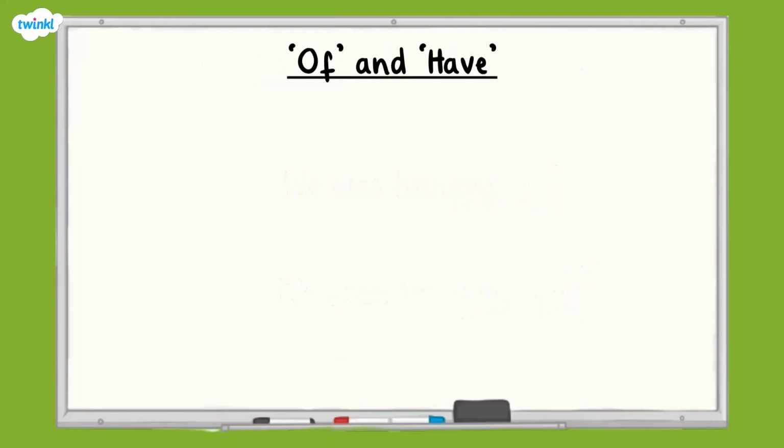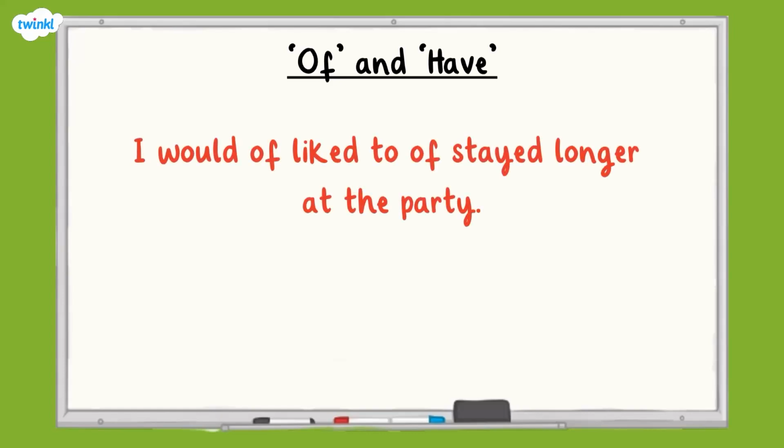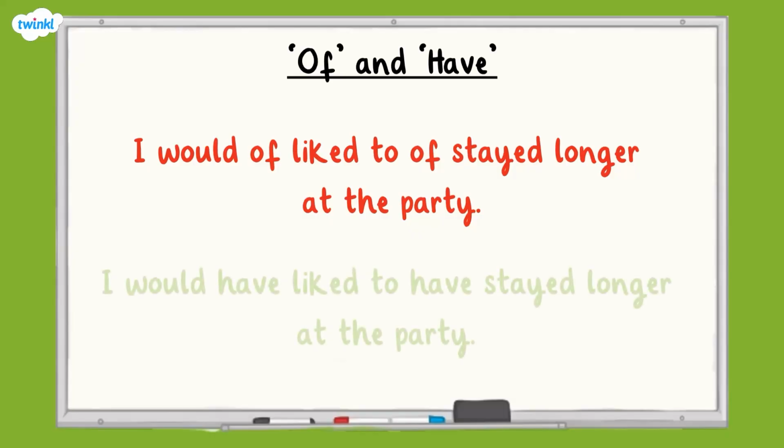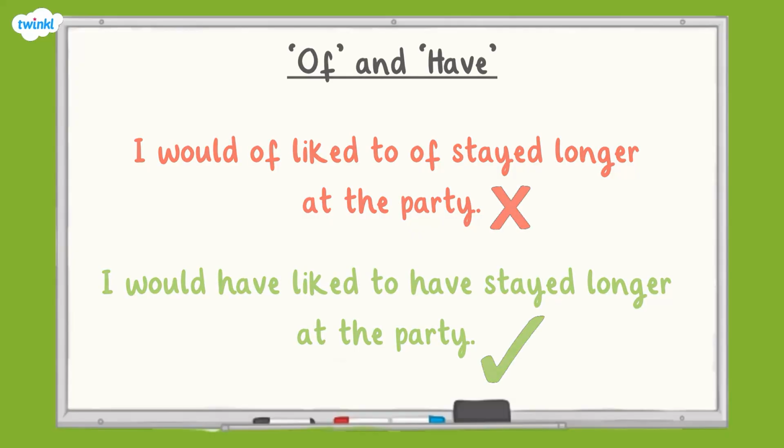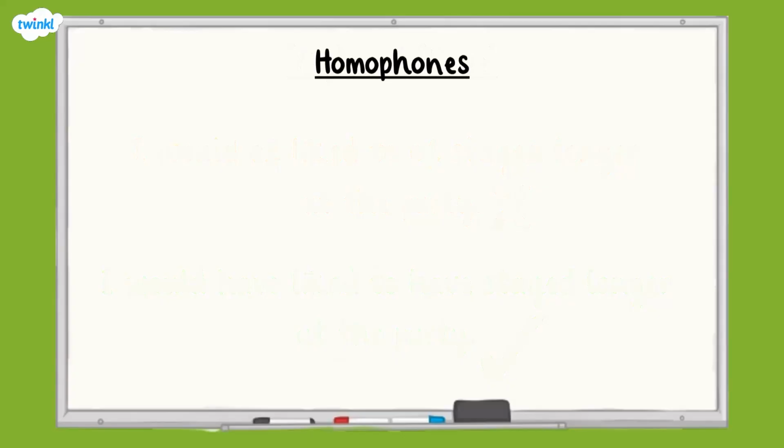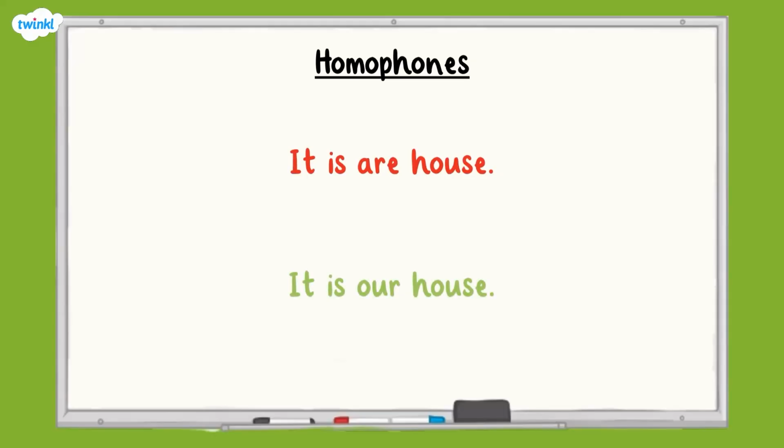Be careful not to use the word of instead of have. I would of liked to have stayed longer at the party. Should be, I would have liked to have stayed longer at the party. Homophones, words that sound the same but are spelt differently and have different meanings, can sometimes be used incorrectly. For example, it is hour house. Should be, it is our house. Think about the meaning and spelling of the word when you are writing homophones.